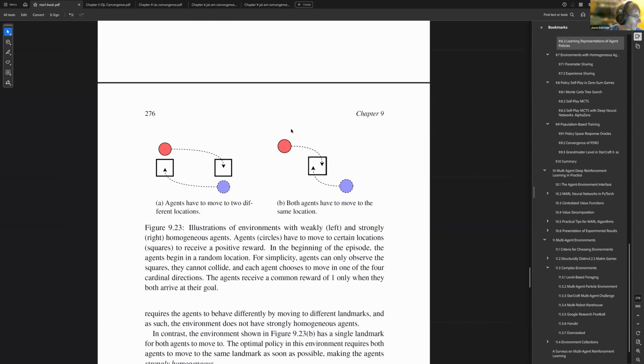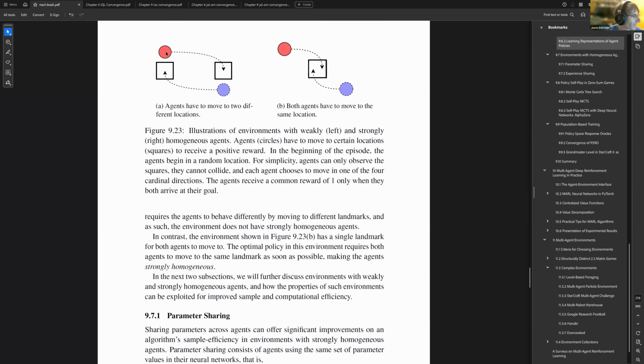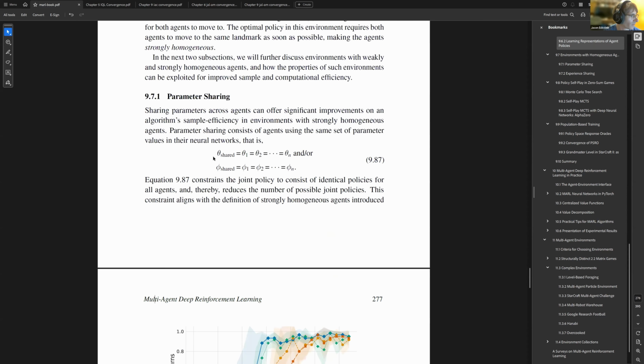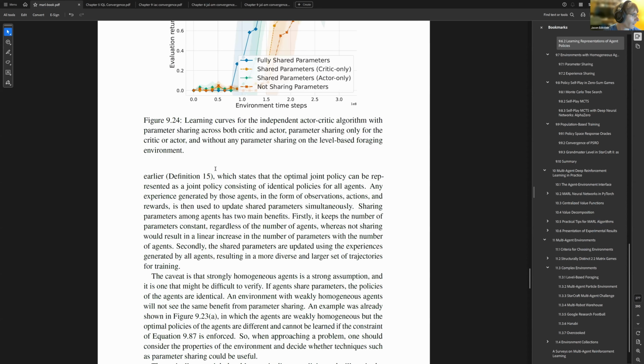So I think this landmark environment here, they have it in the book, but they didn't actually have any learning curves or graphs of this. But this landmark environment is very simple, so it's pretty easy to set up. And it's a pretty good way to illustrate the different versions of homogeneous agents. So again, when we want to force homogeneous behavior, we just share all the parameters. This automatically forces all the policies to be the same.